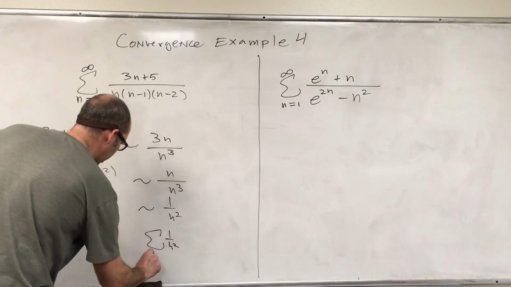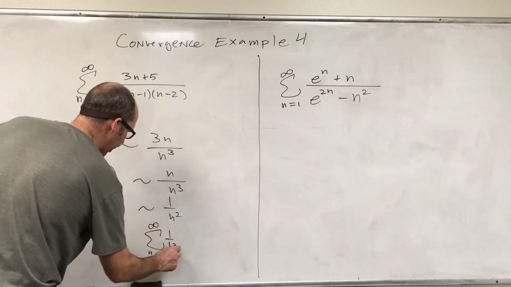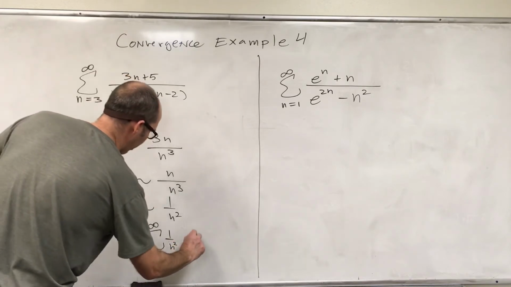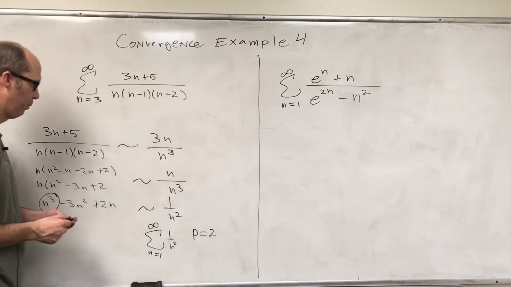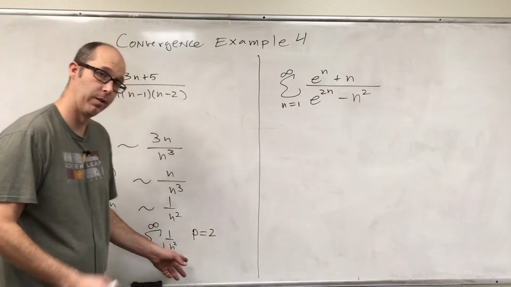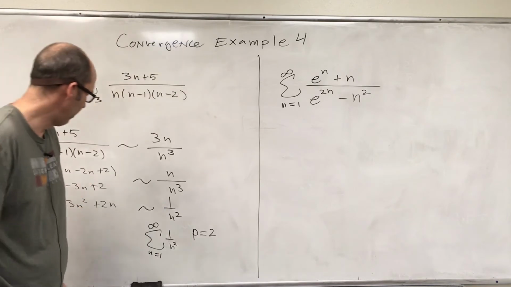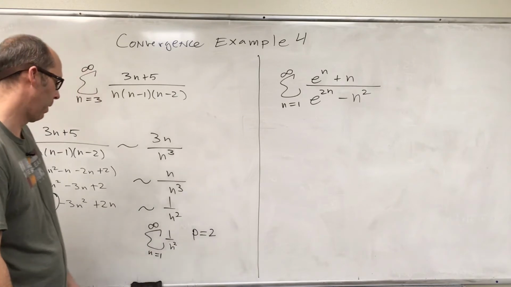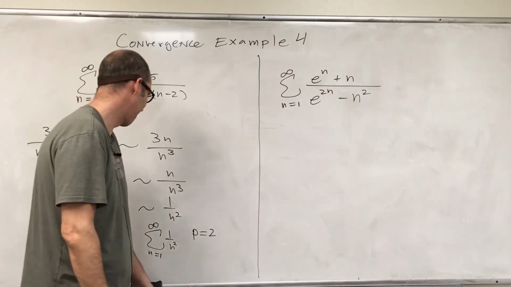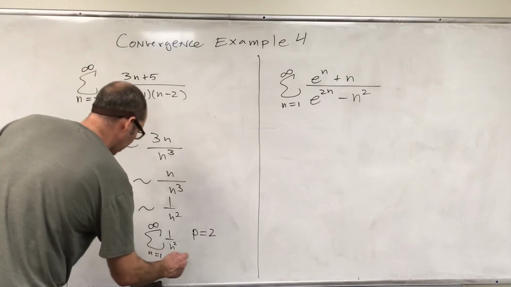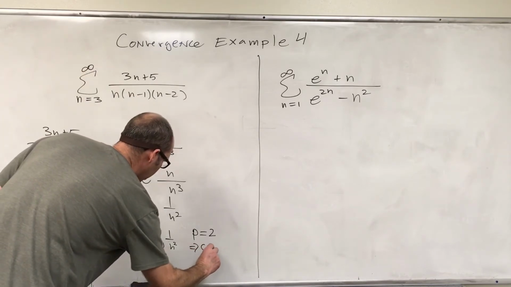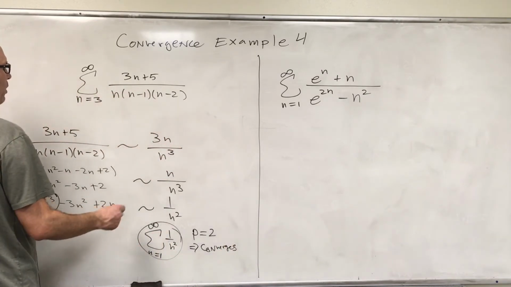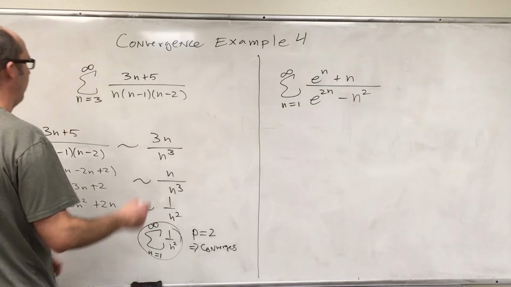Now we know this guy converges. This is a p-series, a p-series with p equals 2. Remember, from Convergence Example 1, that a p-series converges when p is greater than 1 and diverges when p is less than or equal to 1. Okay, p equals 2. That tells me it converges. So we know this converges.